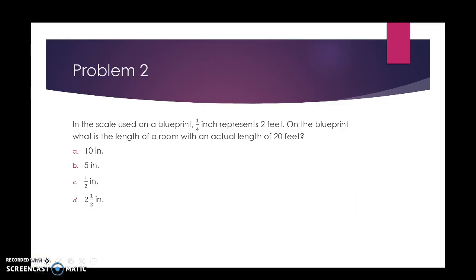Next problem says, in the scale used on a blueprint, 1/4 inch represents 2 feet. On the blueprint, what is the length of a room with an actual length of 20 feet? So we're looking for the blueprint length if the actual length is 20 feet. And we know that 1/4 represents 2 feet.